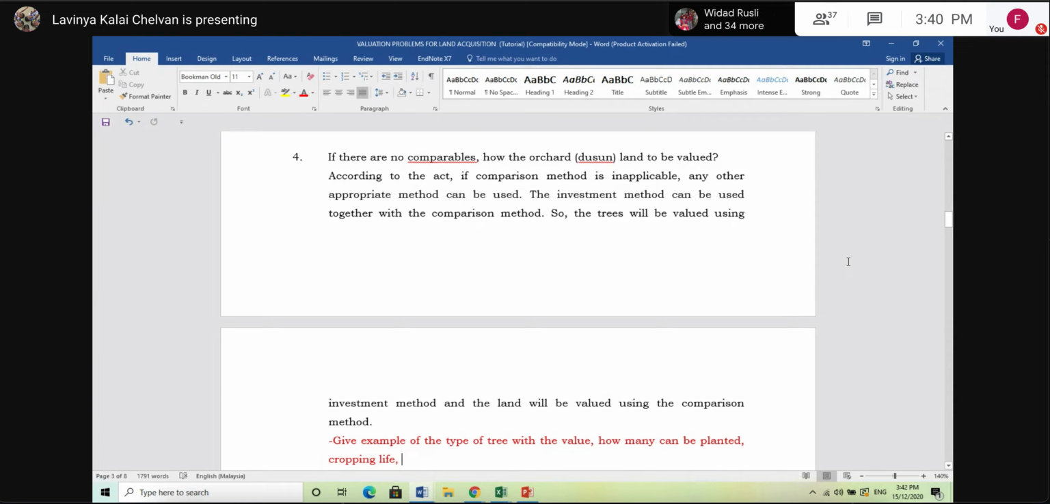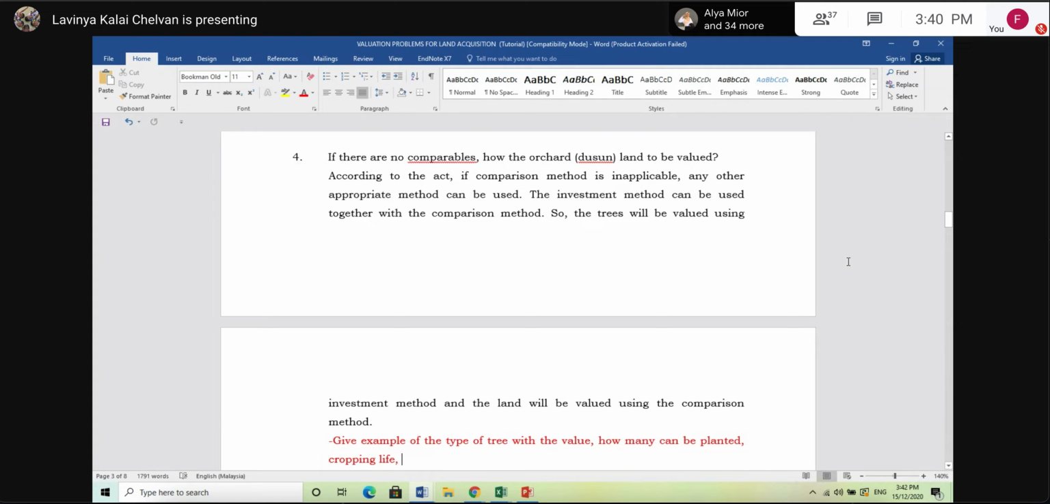Let's say we try to agree with Labia's ideas. To value, you have to have an alternative approach, isn't it? You cannot apply the comparison method. You have to find an alternative approach. The alternative approach as suggested by Labia is the investment method, and all students here agree, which I don't.